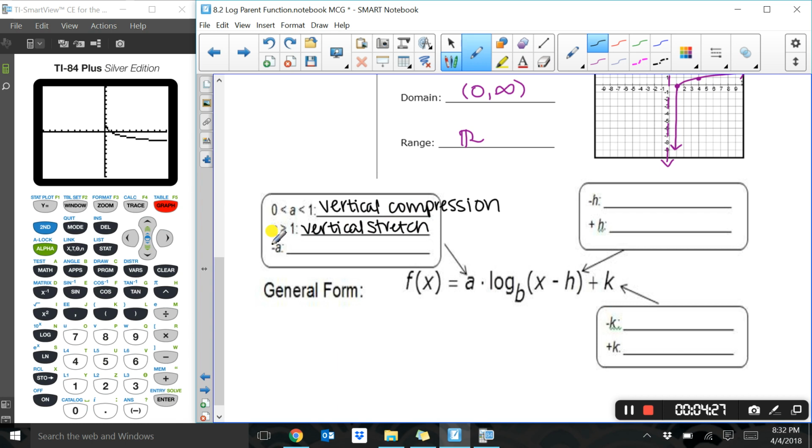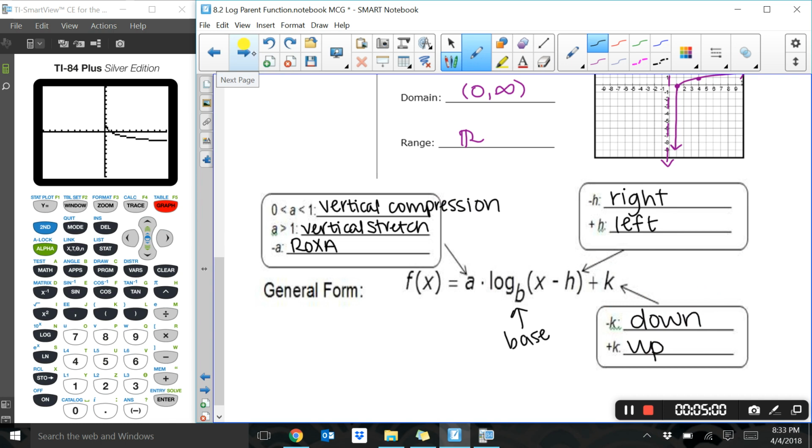And if we have a negative in front, that's going to be reflect over the x-axis. That b is always just your base. That's not a transformation. But remember, in parentheses, this lies to you. So if it's minus, it's going to go right. And if it's plus, it's going to go left. And then off the end, the plus goes up and the minus goes down.